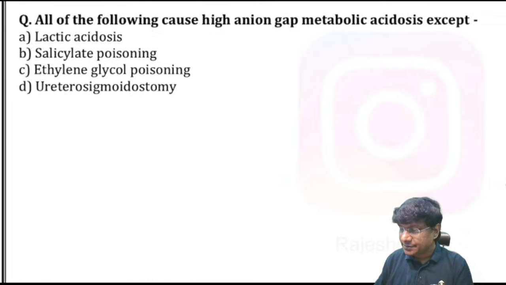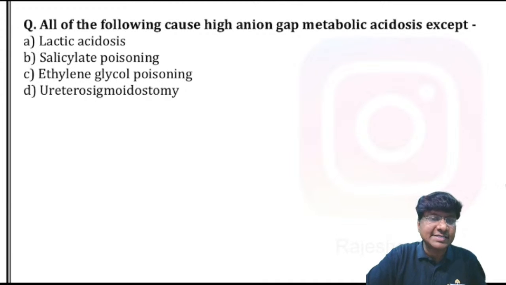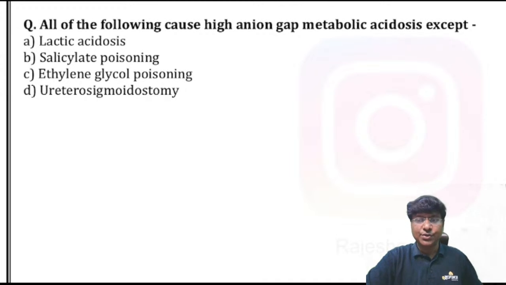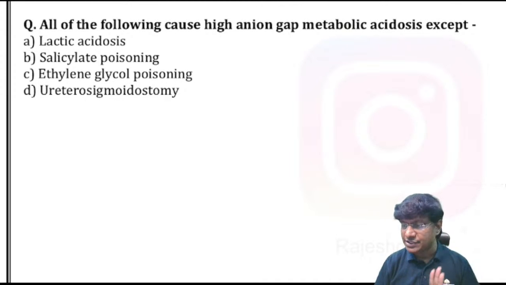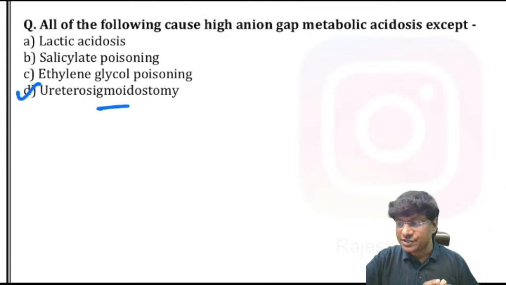All of the following cause high anion gap metabolic acidosis except: lactic acidosis, salicylate poisoning, ethylene glycol poisoning, ureterosigmoidostomy. For this you have some standard mnemonics. Very good, Geetanshu Kapoor. The answer is ureterosigmoidostomy.